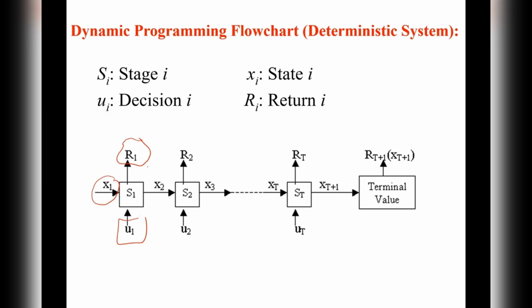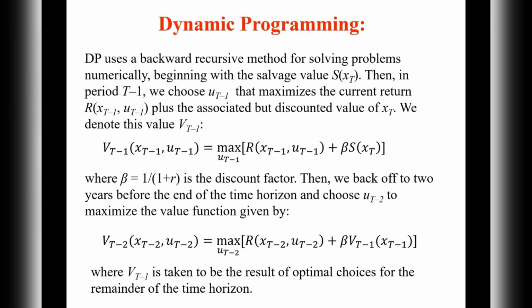That in turn helps to determine what the value of x2 will be for the second stage. And again, in stage 2, we choose a control variable, U2, we choose the decision to make, out comes a return, and we get the new state variable x3, and so on until we come to a terminal value here. Now, how do we solve a system like this?